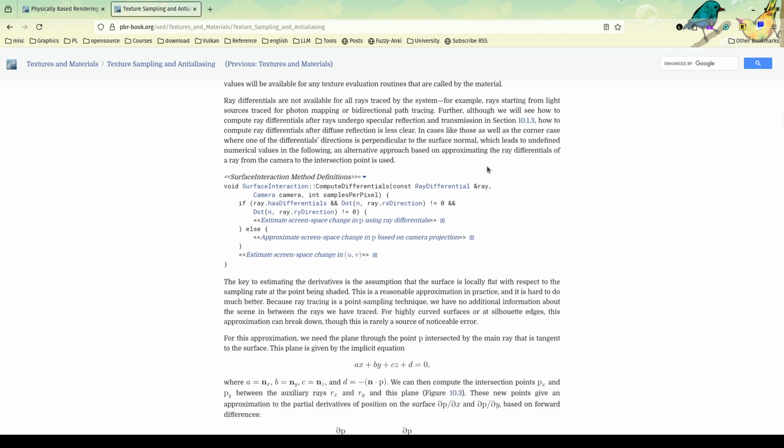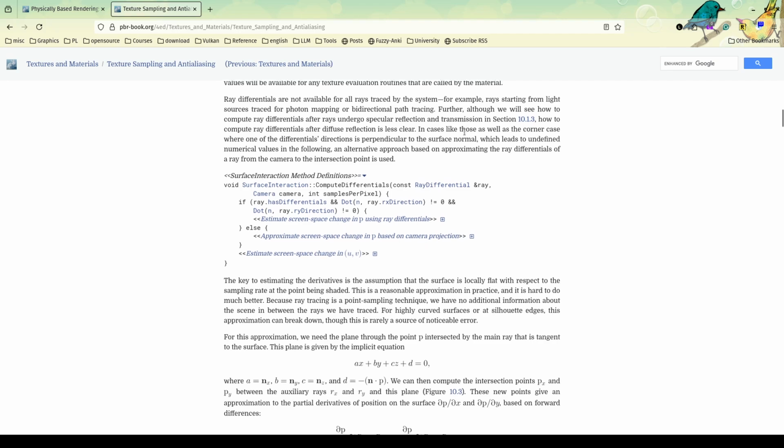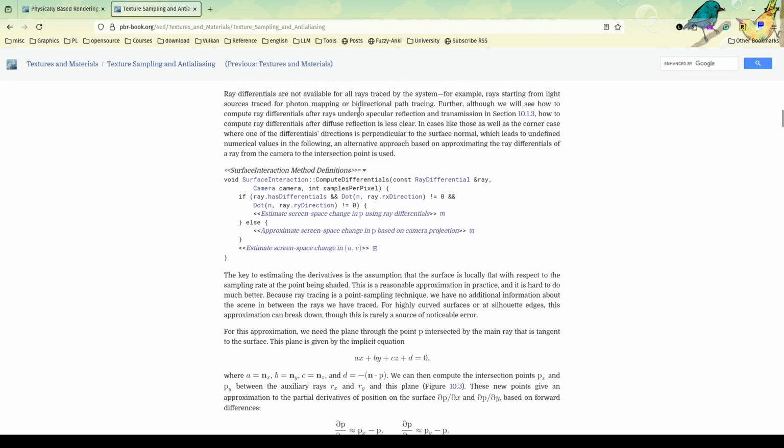The ray differentials are not available for all rays traced by the scene. For example, rays starting from light sources traced for photon mapping or bidirectional path tracing. Further, although we will see how to compute ray differentials after rays undergo specular reflection and transmission in section 10.1.3, how to compute ray differentials after diffuse reflection is less clear.